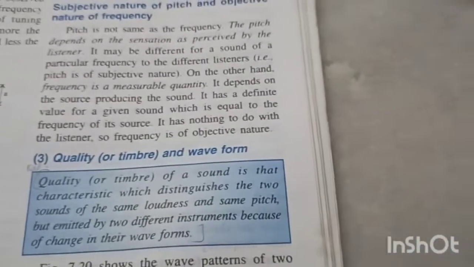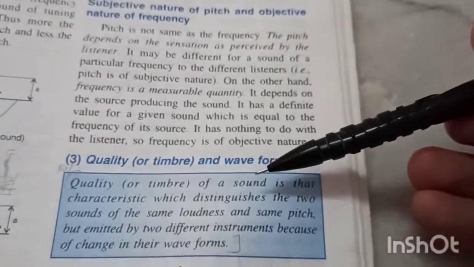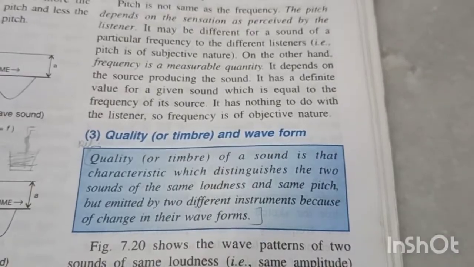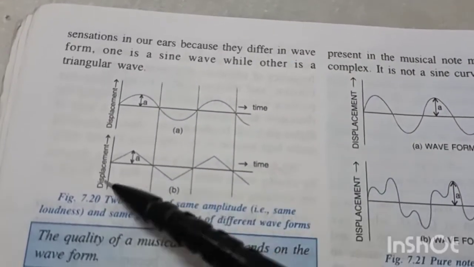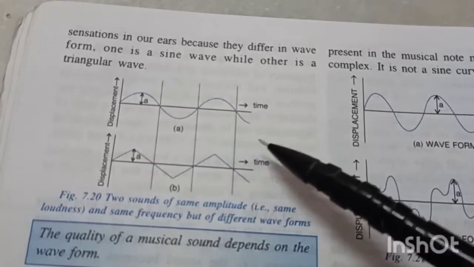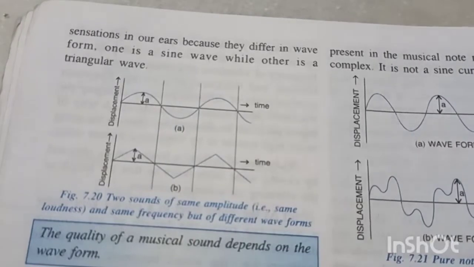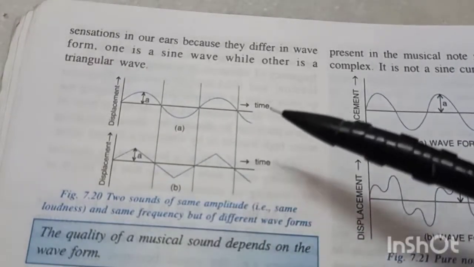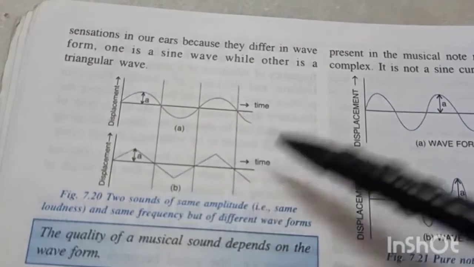Finally, the quality or timbre. It is that characteristic with the help of which we can distinguish between two sounds, even though they have the same loudness and pitch. For example, look at these two sounds. They have the same number of waves, so same frequency, same pitch, same amplitude, so same loudness, and yet when you hear them, you can distinguish between them because the quality of sound, the timbre of sound, is different, which can be seen in the representation of the wave.